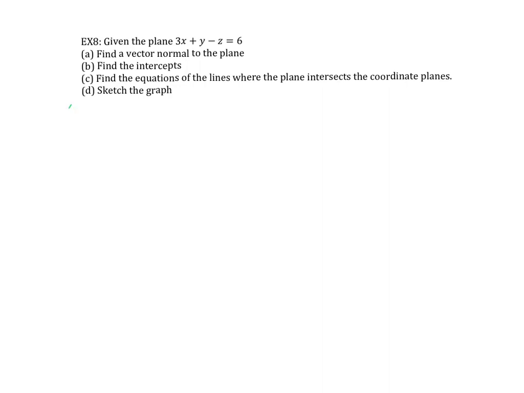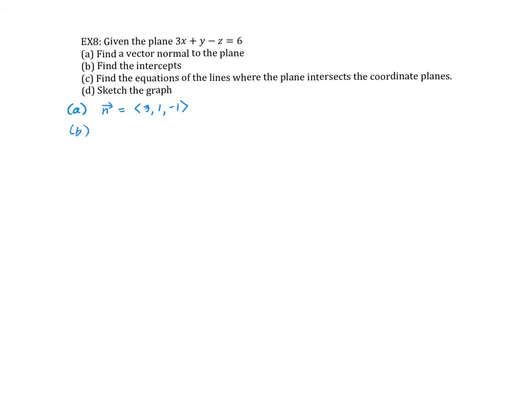Part A. Ooh, I don't like that color. I want it to be blue. So part A, the normal vector, is simply the coefficients on the x, the y, and the z. So that would be the vector 3, 1, -1.